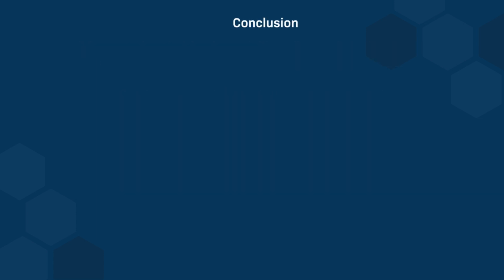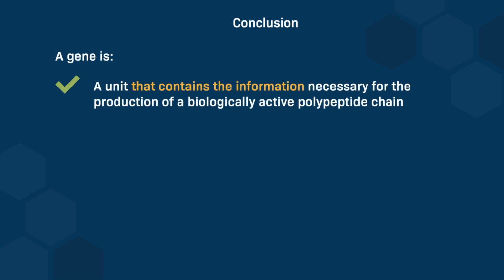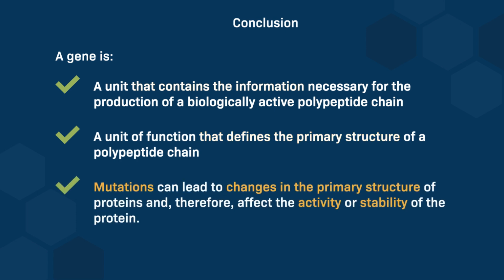In conclusion, these experiments help to refine our definition of a gene. A gene is a unit that contains the information necessary for the production of a biologically active polypeptide chain. It is also a unit of function that defines the primary structure of a polypeptide chain. Mutations in a gene can lead to changes in the primary structure of a peptide chain, which affects the activity or stability of the protein.